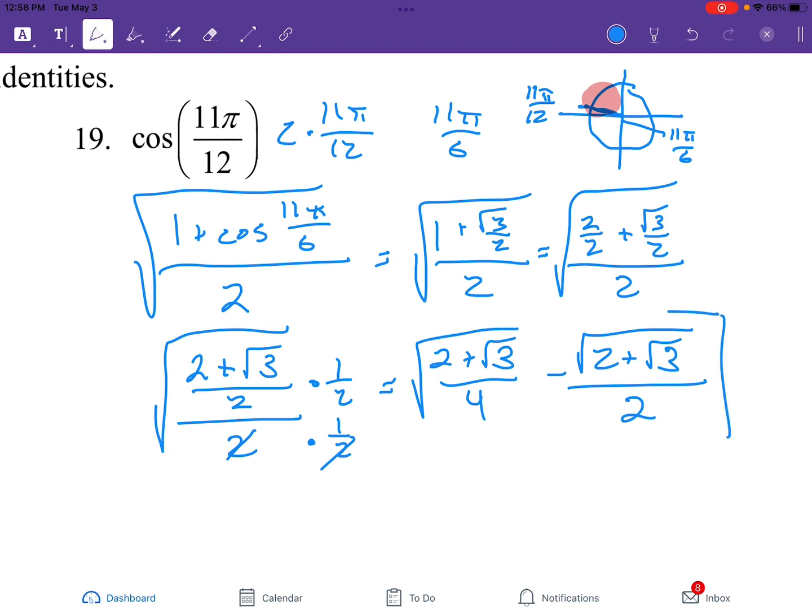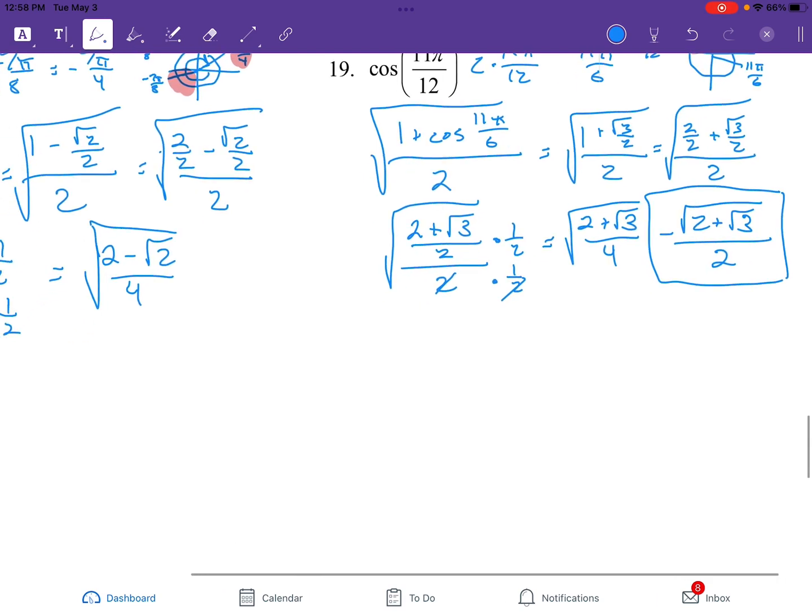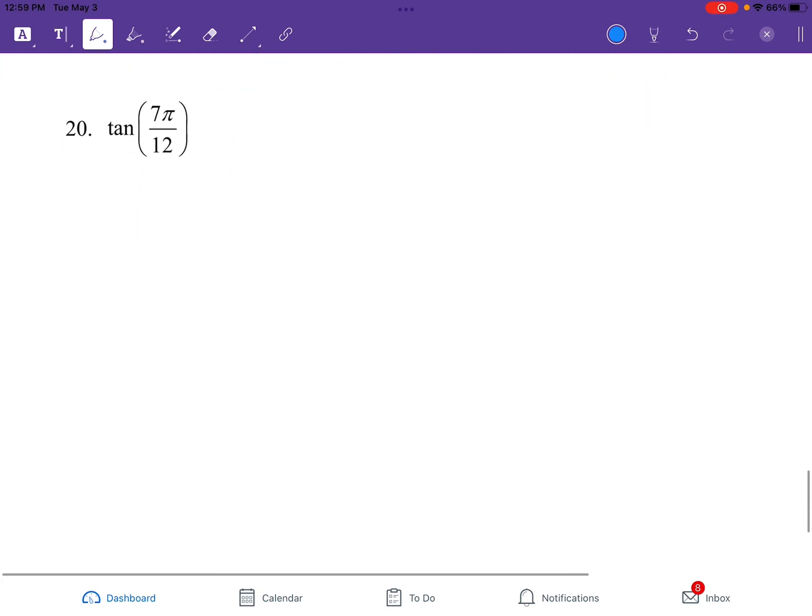So we're going to have a negative right there. All right, last one. Tangent of 7 pi over 12. So we're going to multiply 7 pi over 12 by 2. Okay, so we're going to have 7 pi over 6.